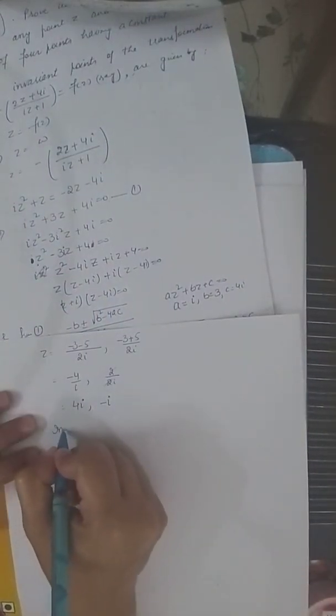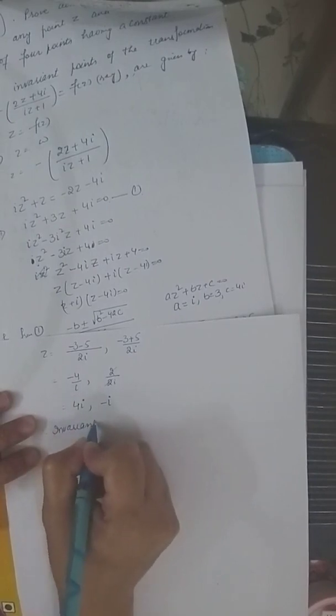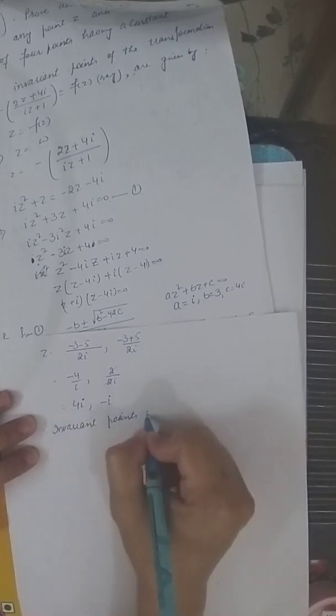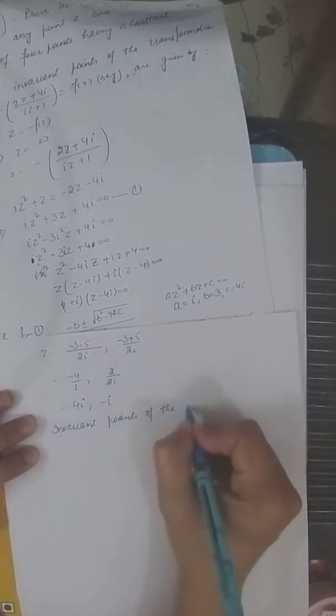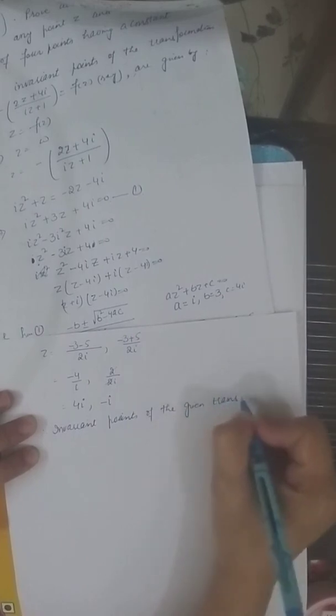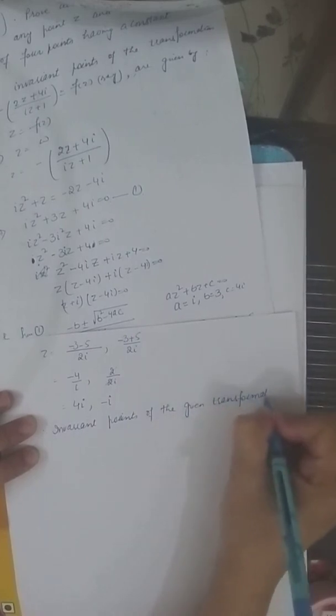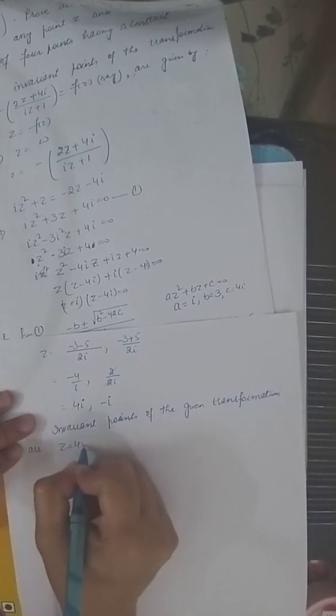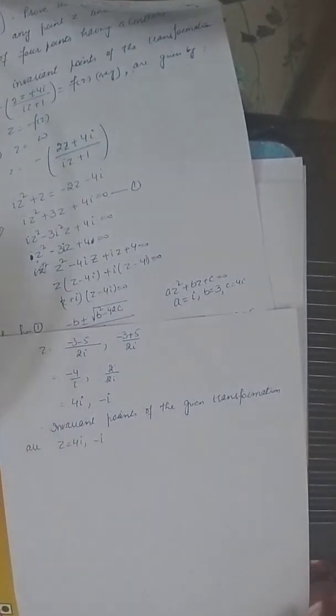Therefore the invariant points of the given transformation are z equal to 4 iota and minus iota.